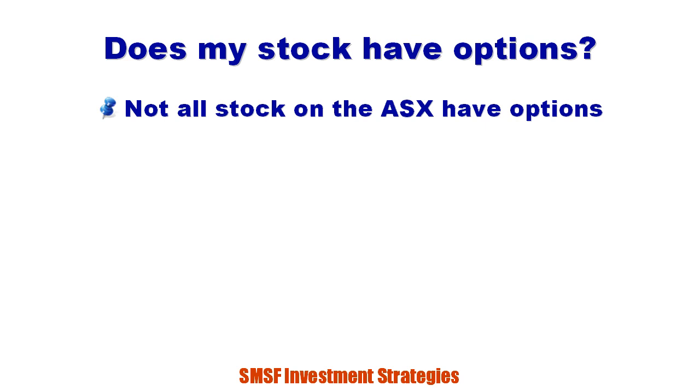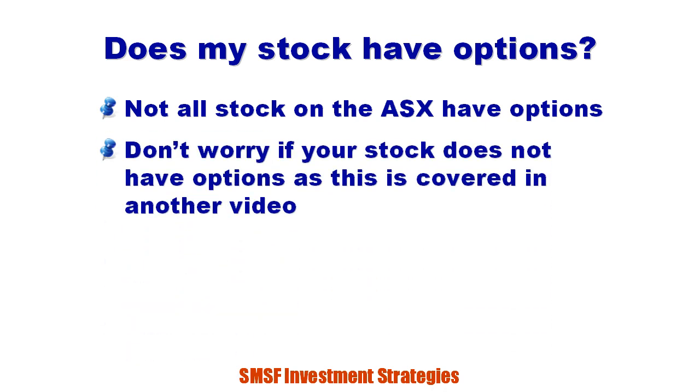How can I tell if my stock has options? Not all stocks listed on the ASX have options. Options are available for most of the large cap stocks, such as those in the ASX 50. This video will show you how to protect your stock if it has options. Don't worry if your stock doesn't have options, as we will show you how to protect those in the next video.